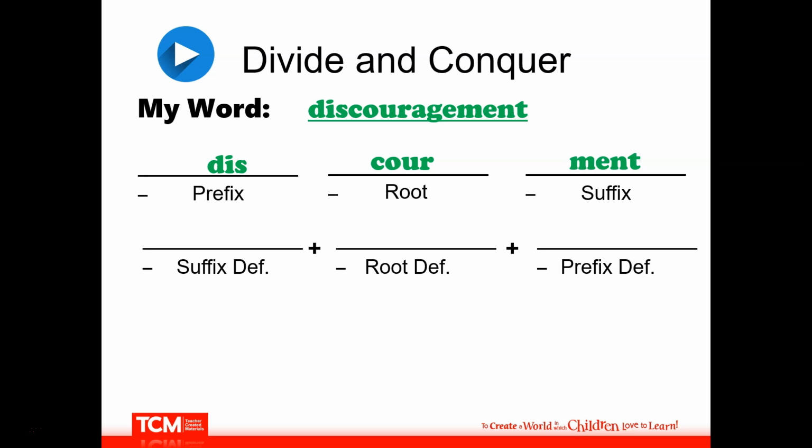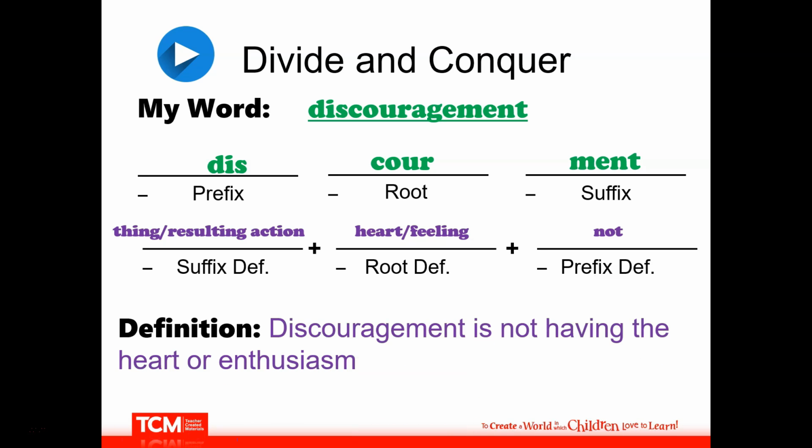So let's define each of those parts and then work backwards. The definition of that suffix is thing or resulting action. The root means heart or feeling, and then our prefix means not. Going from left to right and creating a definition, discouragement is not having the heart or enthusiasm, or a definition of something similar like that.